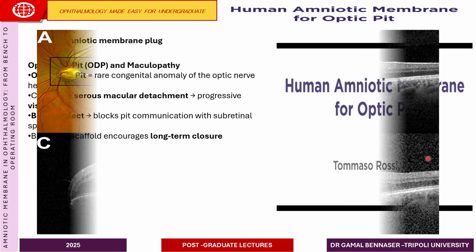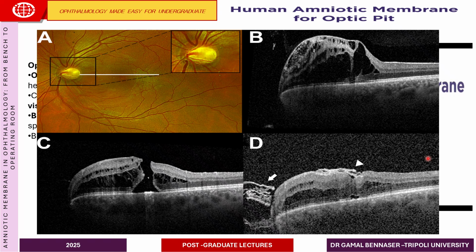After that you can see the picture before the operation, how much retinoschisis is there, and after a while of using this plug, how the edema has been reduced and subsided. So this is one of the applications of the amniotic membrane in the presence of optic disc pit.